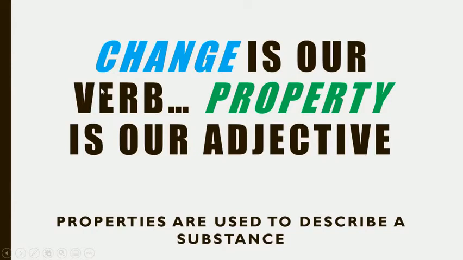Alrighty, so now we've talked about different types of changes, or physical and chemical changes. That is going to be our verb. Okay? We can also talk about chemical and physical properties as an adjective, and we're going to use those properties to describe a substance.